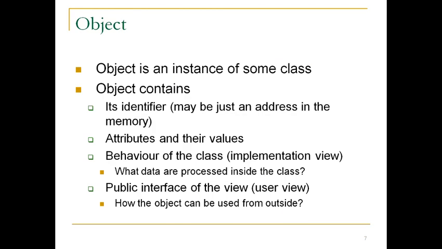And the next thing is the object, which is a specific instance of some class. What does it mean, specific instance? If we have a class student, then an instance could be student John. A specific student would be an instance of the class student. And what does the object contain? It contains its identifier, which can be just an address in the memory, and its attributes and their values. If the class has only specified what attributes it has, then each instance has the values of these attributes.